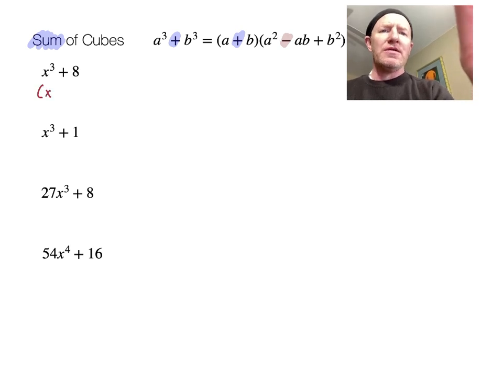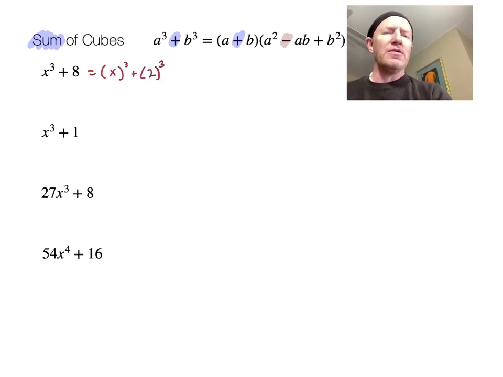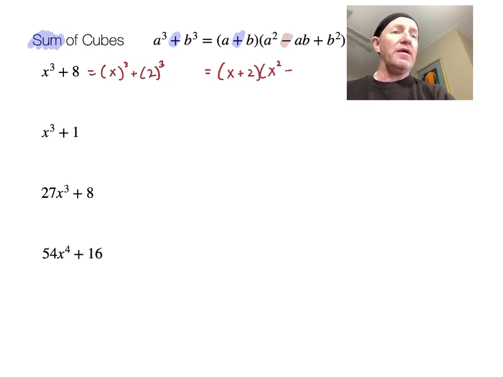This is an x. Let's write it to the side here so we can line things up. This is an x that's been cubed, and this is a 2 that's been cubed. 2 times 2 times 2 is 8. Where there's an a, I put an x. Where there's a b, I put a 2. So it's x times 2 right there, or 2x.